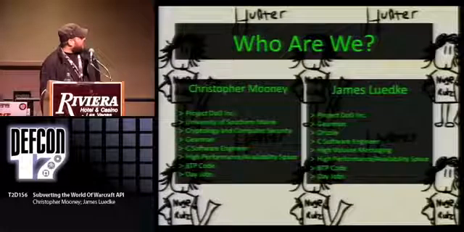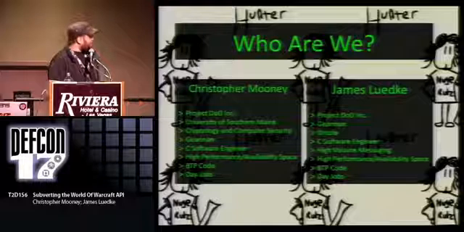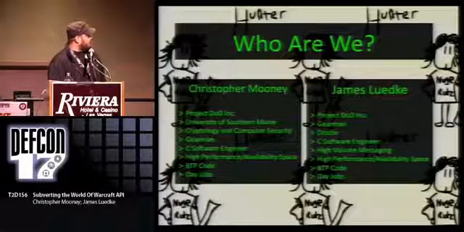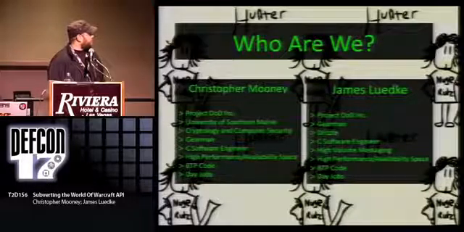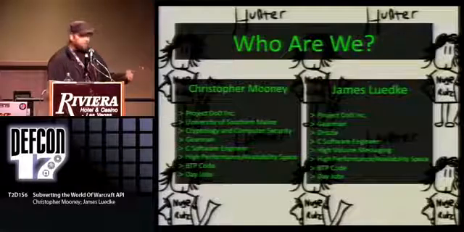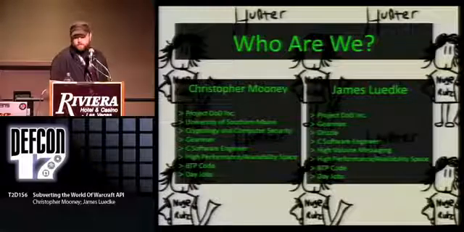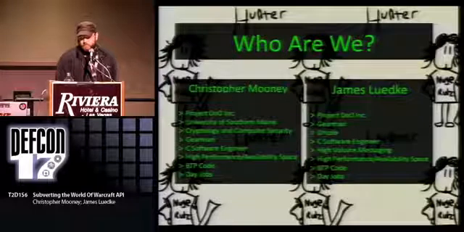I'm Chris Mooney. I volunteer for a nonprofit, and so does James. We both work with Gearman. James works on Drizzle. We're C software engineers in the high performance, high availability space. We wrote this code together, and we have day jobs.